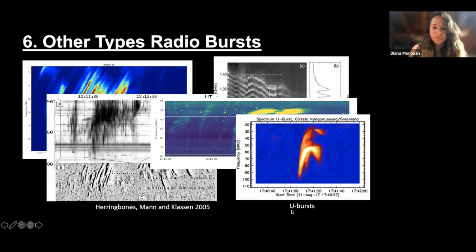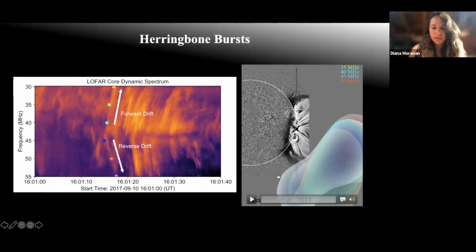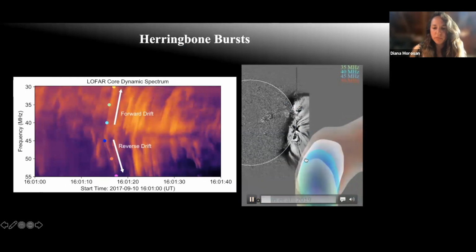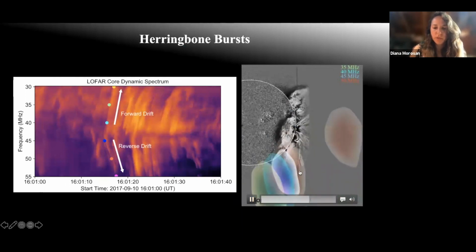And I wanted to quickly show the herringbones, a LOFAR movie of herringbones. With LOFAR, it's possible to see all the fine structure. And these herringbones also behave like type 2 bursts. Their emission sources are at the CME flank and closely follow it.